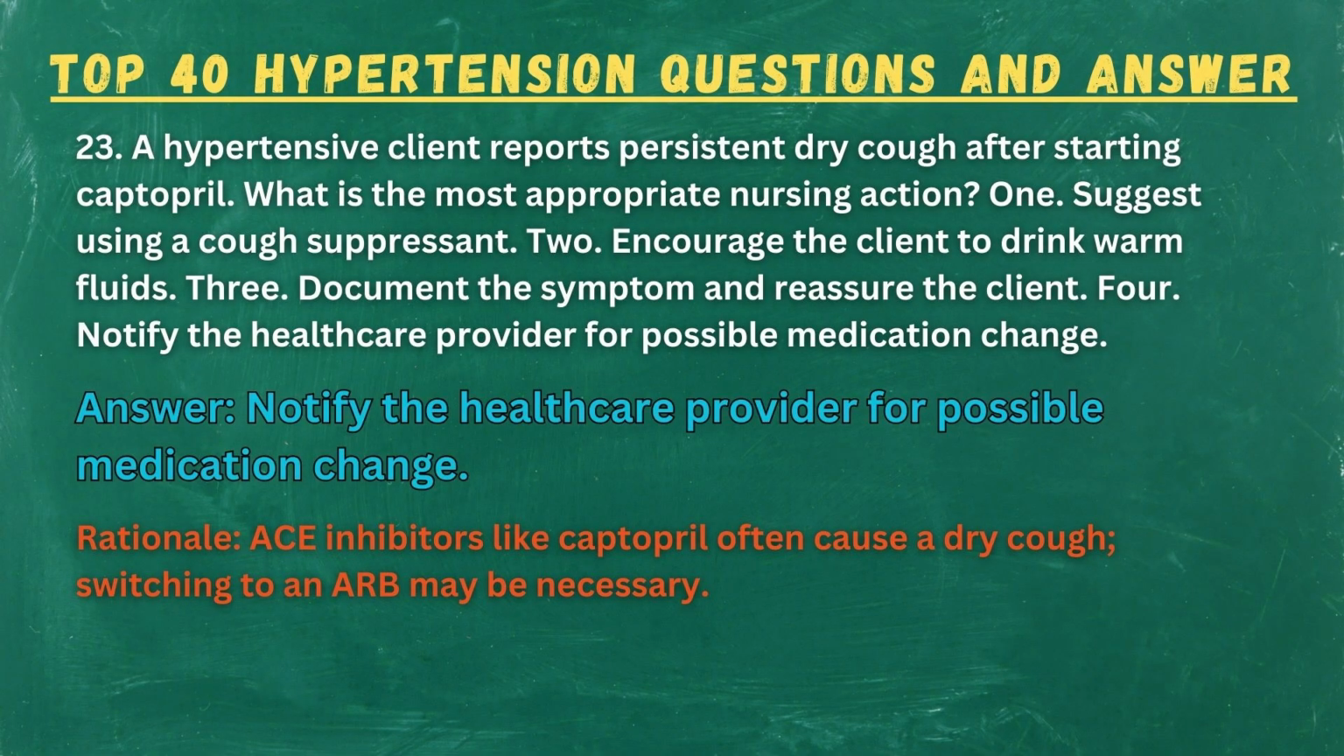23. A hypertensive client reports persistent dry cough after starting captopril. What is the most appropriate nursing action? 1. Suggest using a cough suppressant. 2. Encourage the client to drink warm fluids. 3. Document the symptom and reassure the client. 4. Notify the healthcare provider for possible medication change.